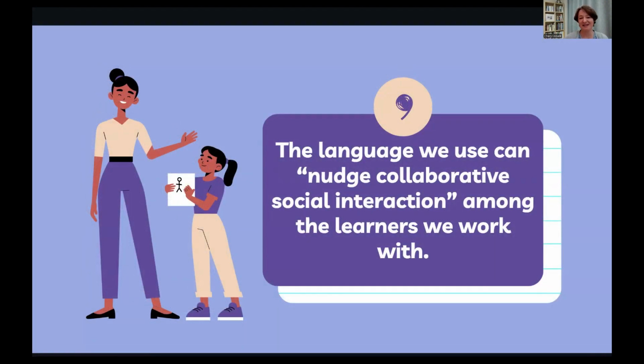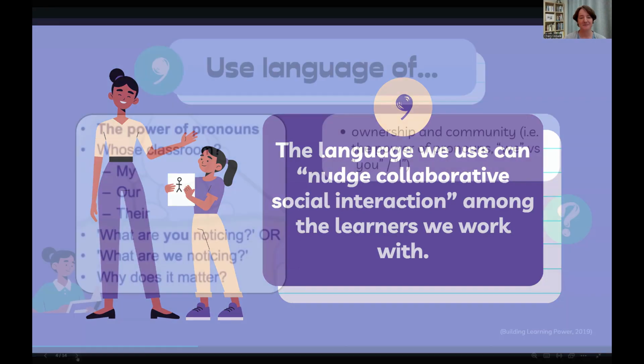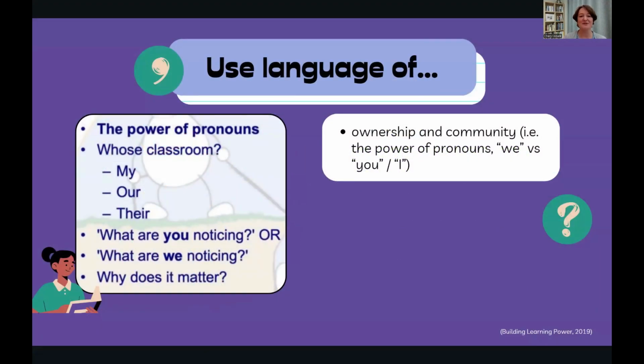In any case, especially as educators, the language that we use can nudge collaborative social interaction among the learners we work with. How we model our communication can really influence other people, whether they are young learners or adult learners. So, for example, using language of ownership and community tends towards more collaboration, using pronouns like our or we instead of you or their.